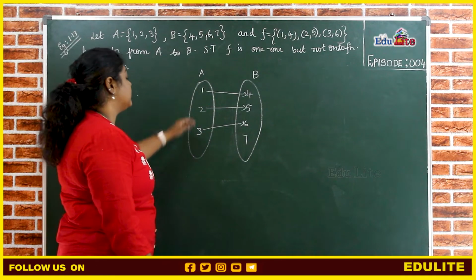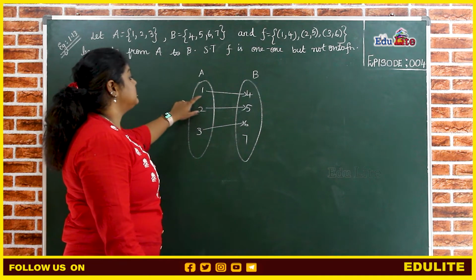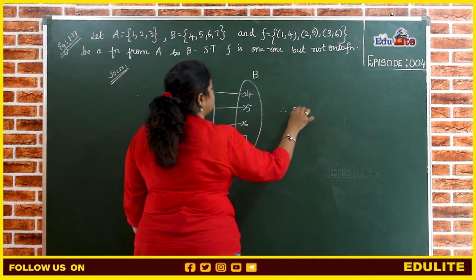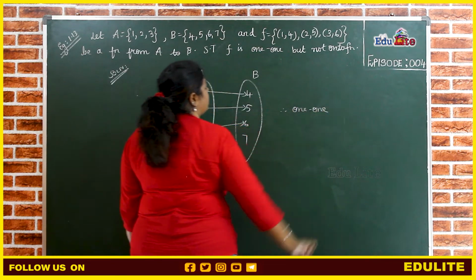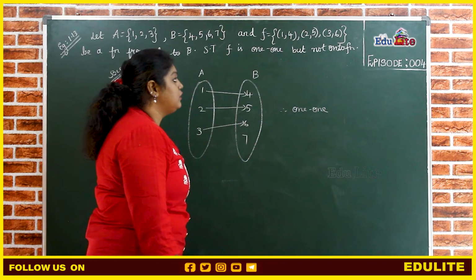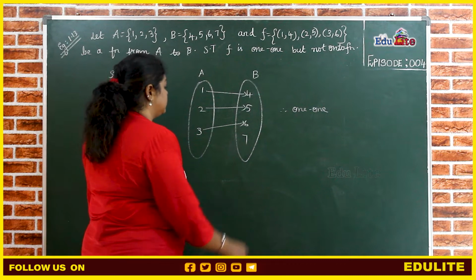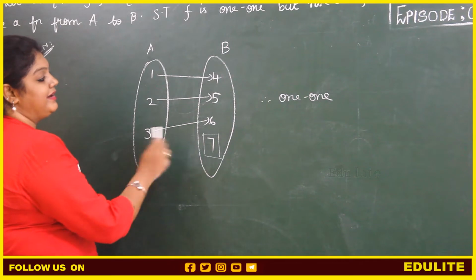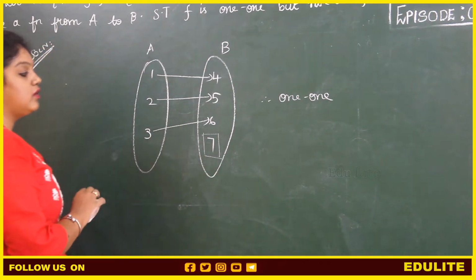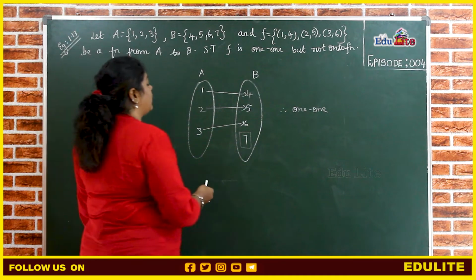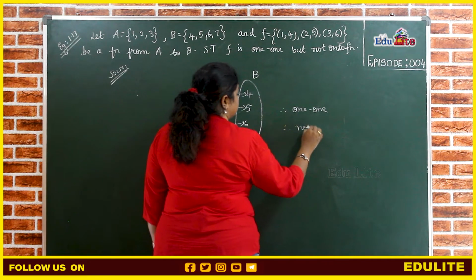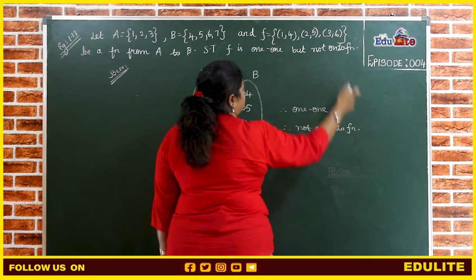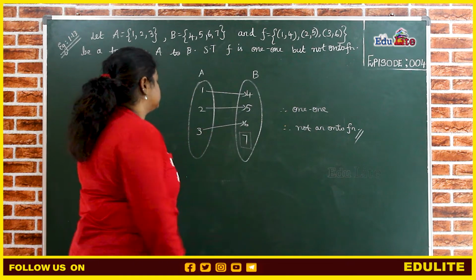Is it a one-to-one function? Yes, it is a one-to-one function because distinct elements in A have distinct images in B. We will check whether this is an onto function or not. It is not an onto function. How do I say it is not onto? The element 7 in B is not an image of any element in A. There is one element which is not an image, so this is not an onto function. So we have shown it is one-to-one but not onto as well. Hence proved.